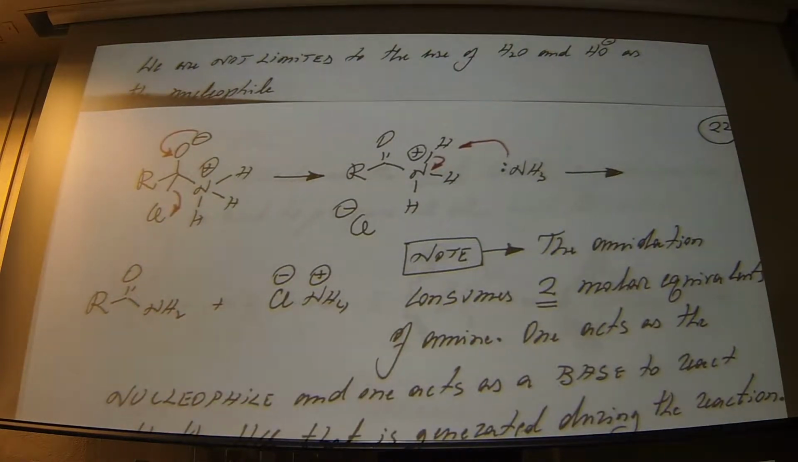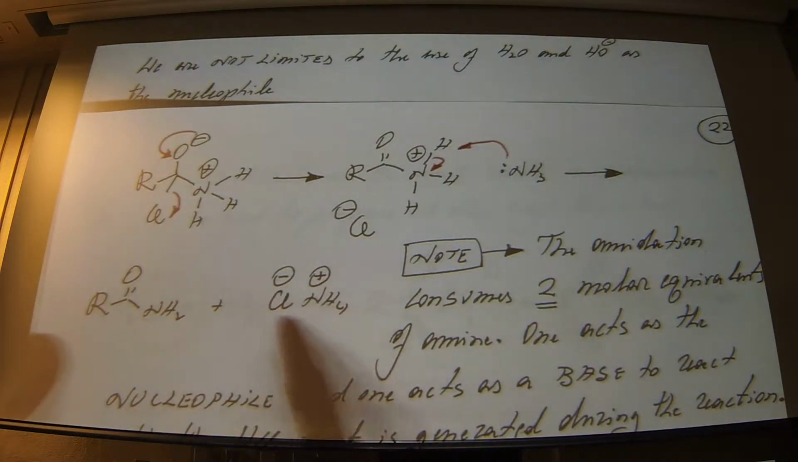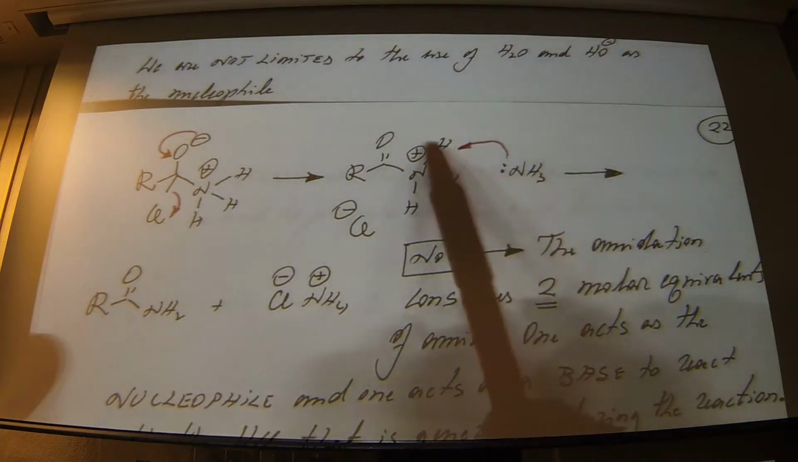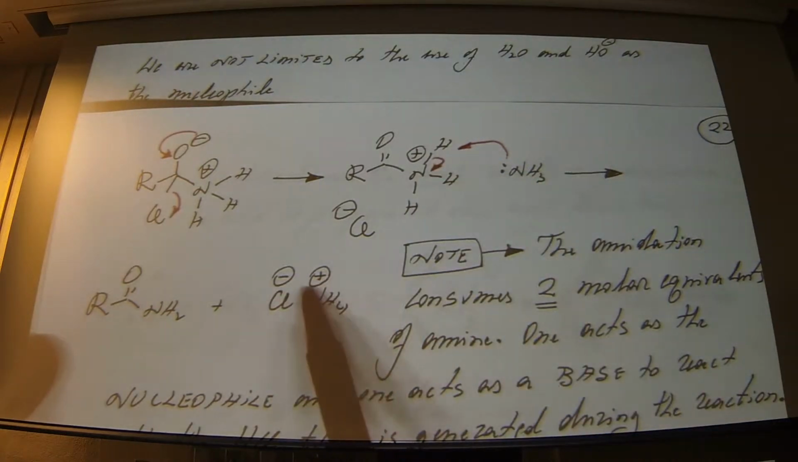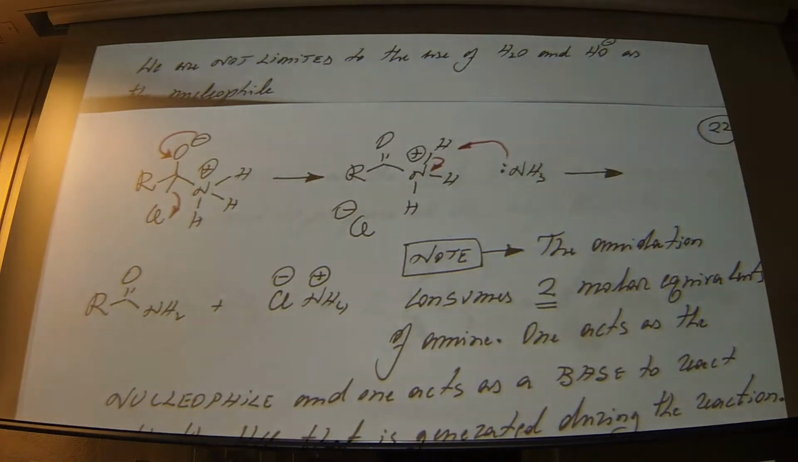Now, notice that for every molecule of acid chloride, I've used up 2 ammonias. One ammonia molecule ends up here as the amide. The other one, however, reacts in an acid-base reaction to get this ammonium chloride. So I have one acyl group, 2 amines, 2 nitrogens. Now that's okay with ammonia, because ammonia is cheap. And so I can get concentrated ammonium chloride. I can use an excess of the ammonia, no problem.